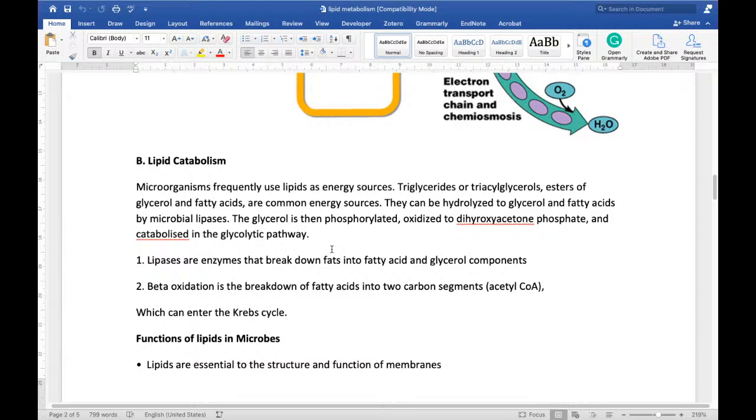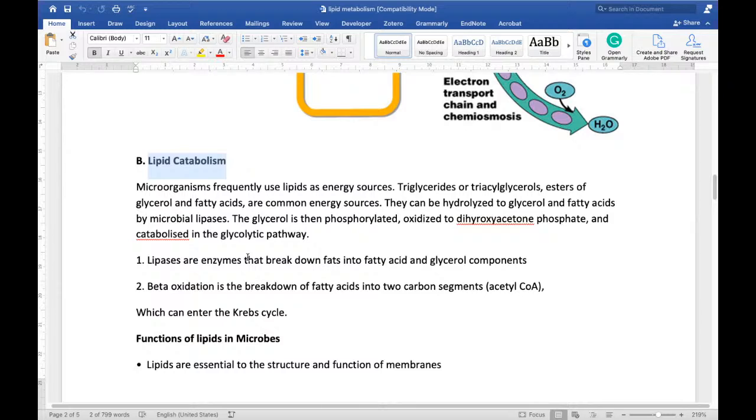Now the second part is lipid catabolism. Microorganisms frequently use lipids as an energy source, and triglycerides or triacylglycerols, which are esters of glycerol and fatty acids, are a common energy source. In the first step, lipases are enzymes that break down fats into fatty acids and glycerol, and beta oxidation is the breakdown of the fatty acid into two-carbon segments, acetyl coenzyme A, which can be used further in the Krebs cycle.